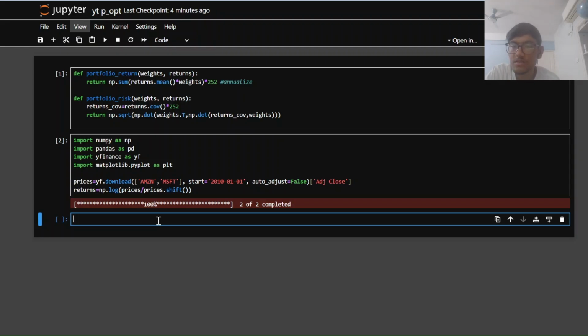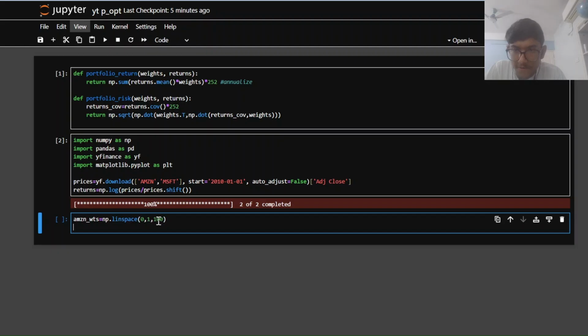So let us create a weights array for Amazon, which goes from 0 to 1, right? So Amazon weights is equal to np.linspace(0, 1, 100), right?